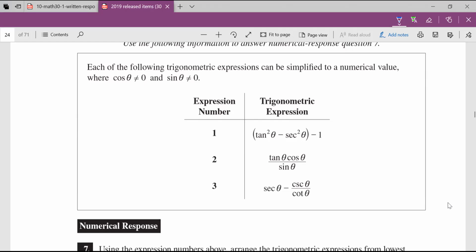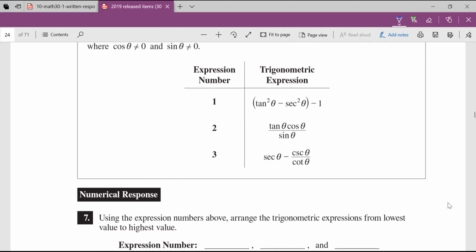Each of the following trig expressions can be simplified to a numerical value, where cos theta can't equal 0, sine theta can't equal 0. So those are just your NPVs. So it's just giving you your NPVs. So we've got to find the value of these things. Okay, so we're definitely going to need our formula sheet here. So what they're getting us to do is really 3 questions in one, aren't they?